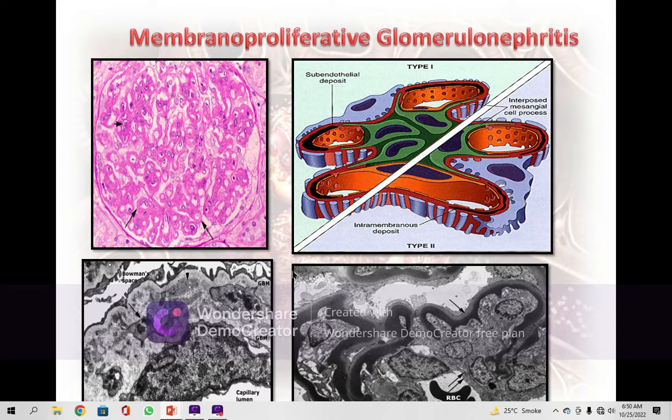Membranoproliferative glomerulonephritis you see in this condition. Type 1 and type 2 are both there, and in this condition the membrane is thickened with proliferation of the glomerular cells. Interposed mesangial cell processes and subendothelial deposits are seen in this condition. Basic concept is this.